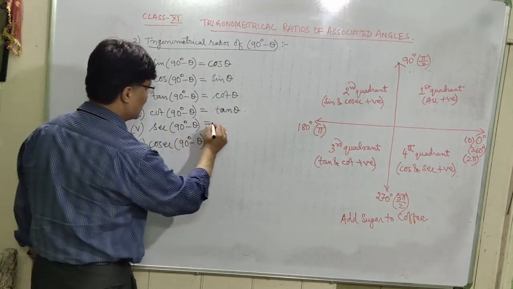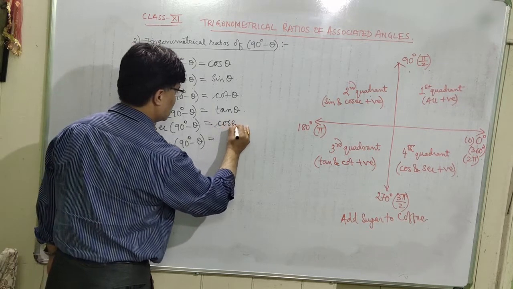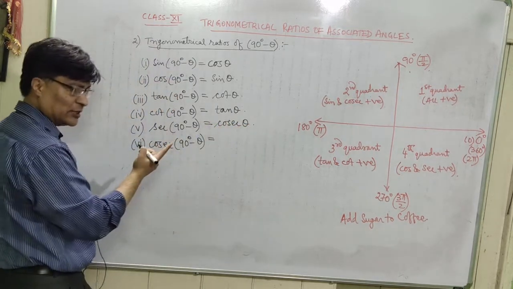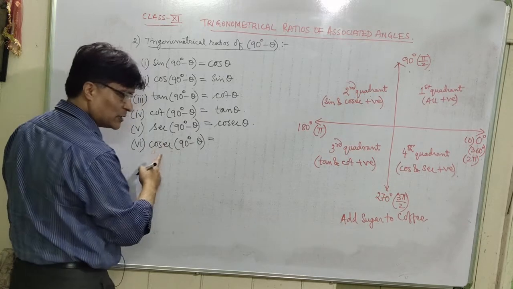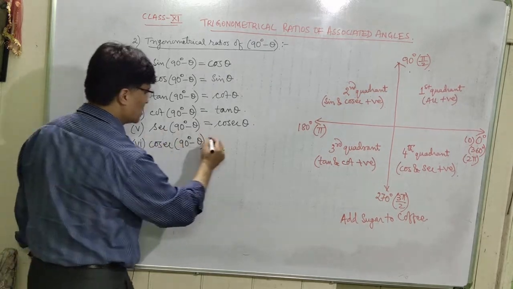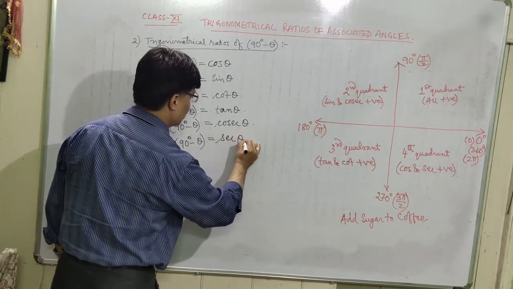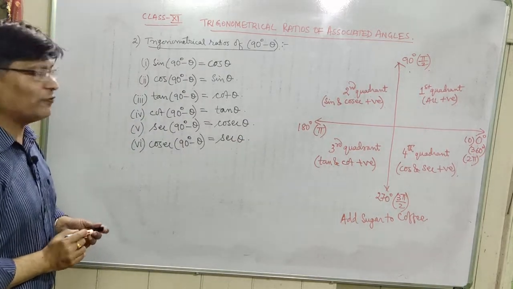And what about sec 90 minus theta? Sec changes to cosec, cosec theta. And what about cosec 90 minus theta? This is also positive, so cosec changes to sec theta. Is that clear? So this is the formula.